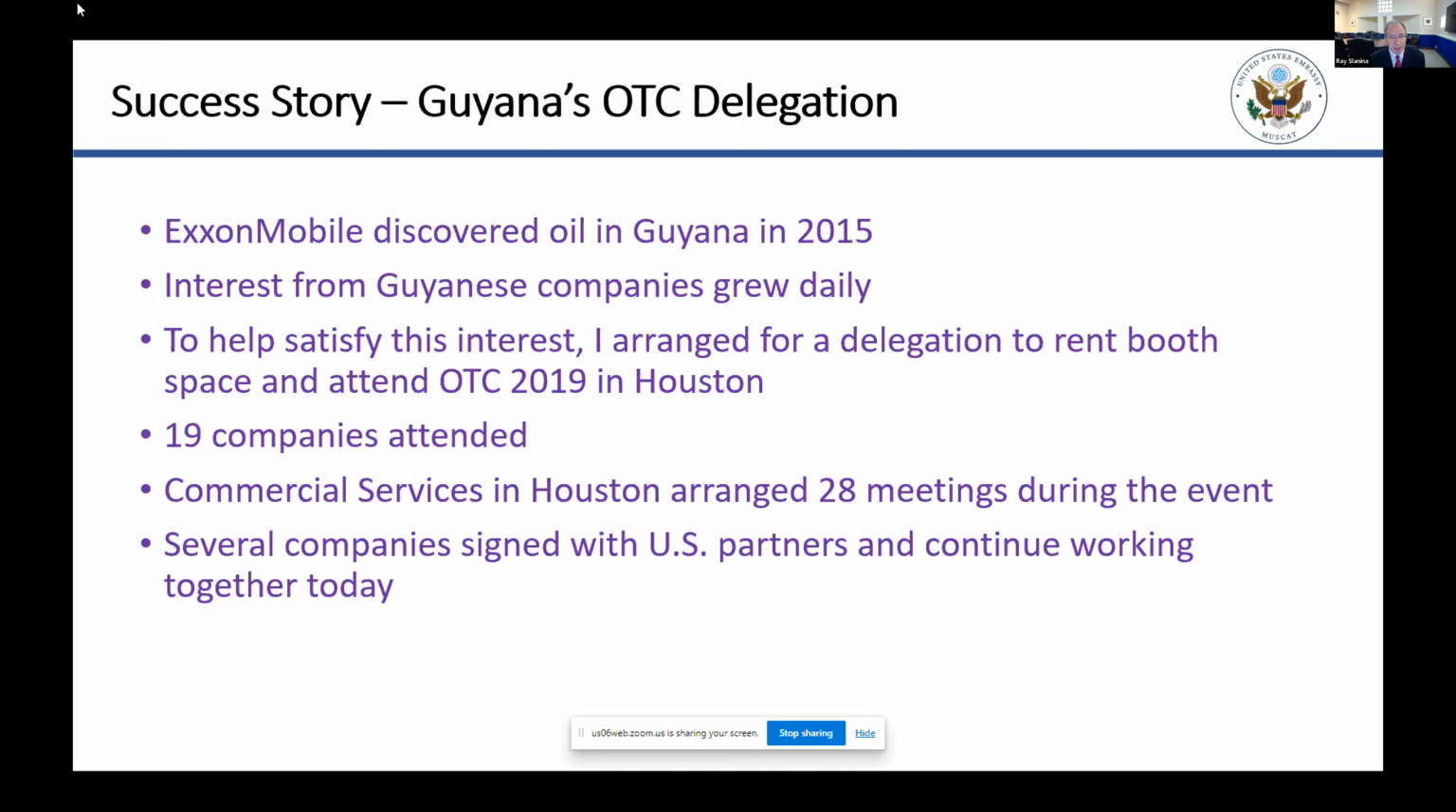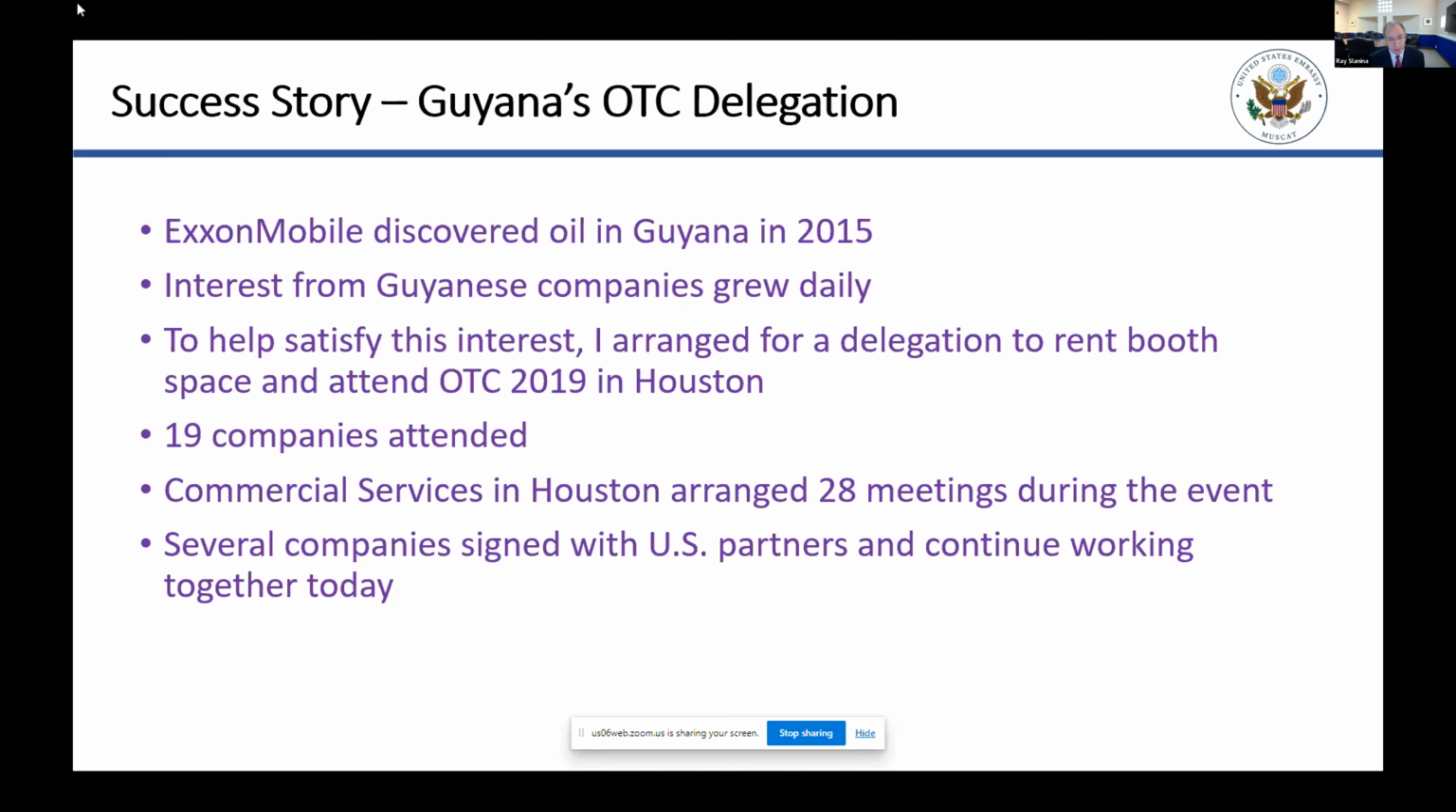And so I gathered enough interest where we sent a delegation to the Offshore Technology Conference in Houston. This was the first time they'd ever been. We rented booth space. We had over 19 companies, I think it might have been 20. We had some government people also attend for the Ministry of Energy. And I reached out to the commercial services in Houston, and they did an excellent job. They arranged 28 meetings during the event.